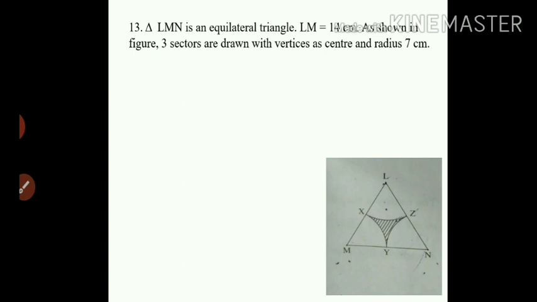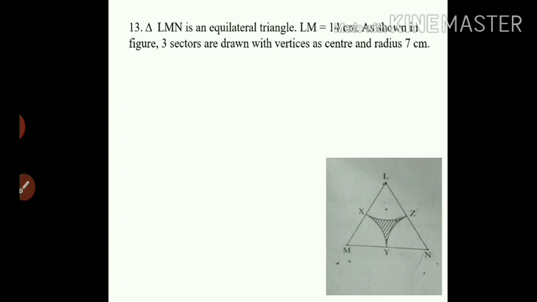Now see, question number 13. Triangle LMN is an equilateral triangle. You can see in the diagram, LMN is an equilateral triangle, meaning all sides are congruent to each other, meaning LM will be equal to MN will be equal to LN. And LM is given as 14, as shown in the figure. Now three sectors are drawn with the vertices as centers. From vertex L, you see XZ is drawn. From vertex M, XY is drawn. And from vertex N, YZ is drawn.